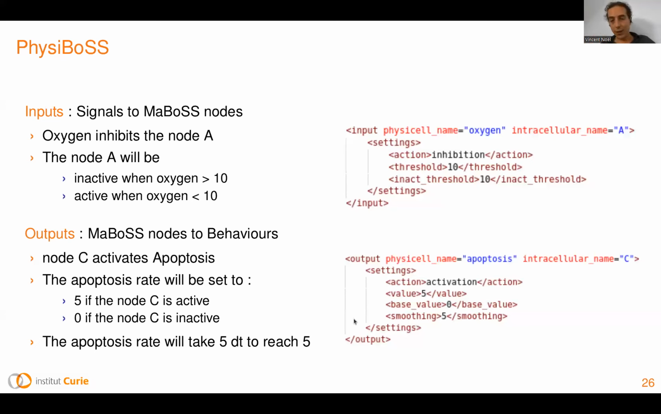And here we can add another setting to our mapping, which is called smoothing, meaning that we don't want the apoptosis rate to jump immediately from 0 to 5 when C becomes active. We want it to reach 5 gradually. In this case, we define smoothing as 5, meaning it will take 5 intracellular dt for the rate to reach the value of 5.